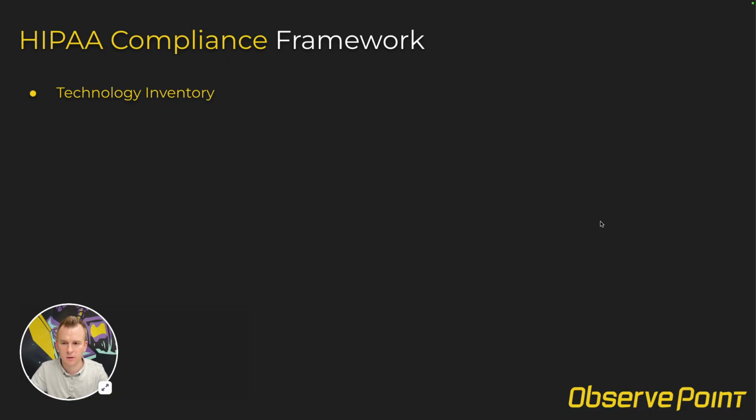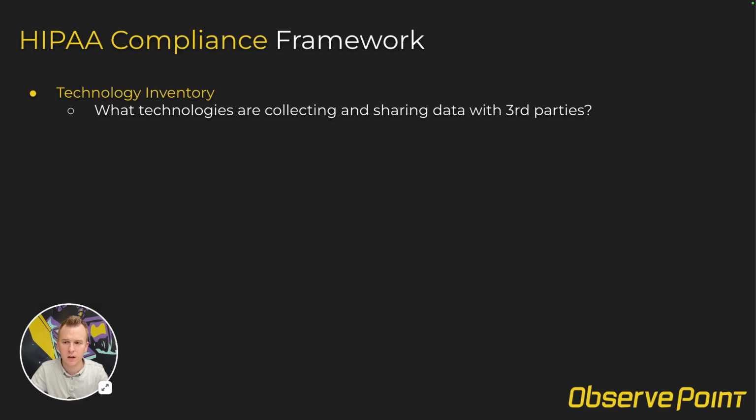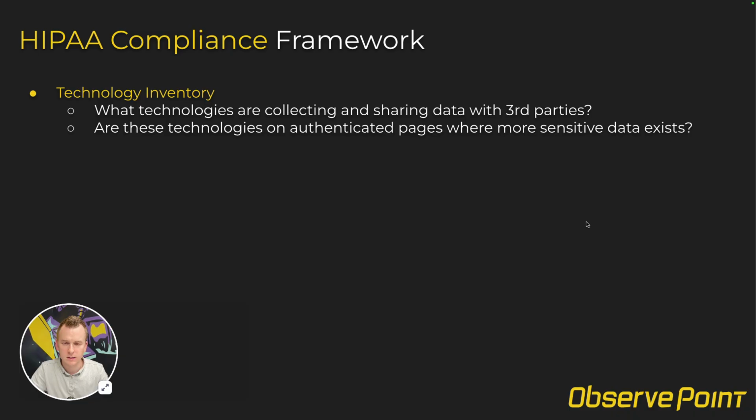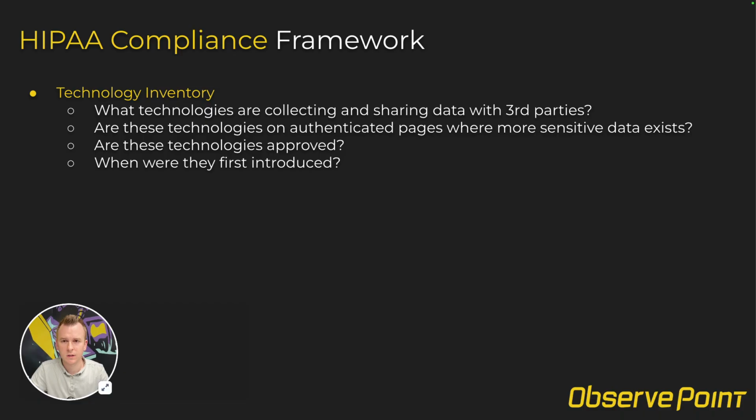First, one of the key categories of this framework is technology inventory. We want to be able to answer what technologies are collecting and sharing data with third parties on your website. Are these technologies on authenticated pages where more sensitive data exists? Are these technologies approved? Do they pass our approved vendor list? And if not, which ones are not approved and that we need to address? And which pages are they found on? When were these technologies, approved or unapproved, first introduced to the website, or when were they last seen? We can answer those questions.